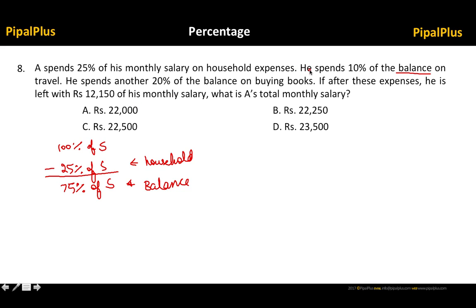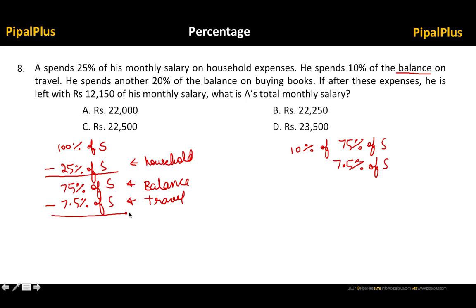So now the question says he spends 10% of the balance, right? So 10% of the balance is 10% of 75% of S, right? Which is, 10% is 0.1, I multiply 0.1 by 75%, so I get 7.5% of S, right? So the money spent on travel is 10% of the balance or 7.5% of the total, right? This is spent on travel.